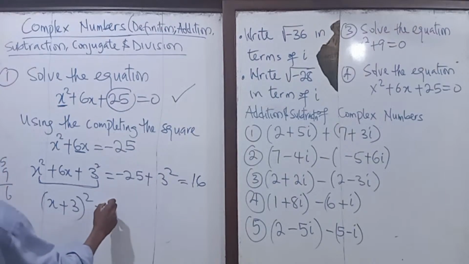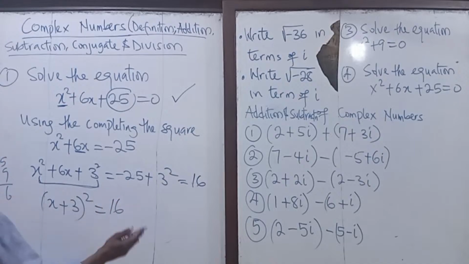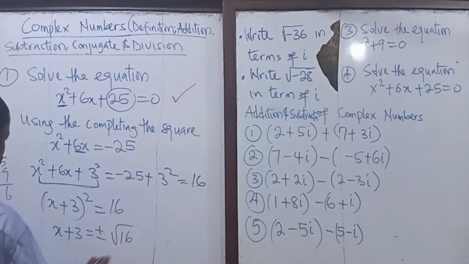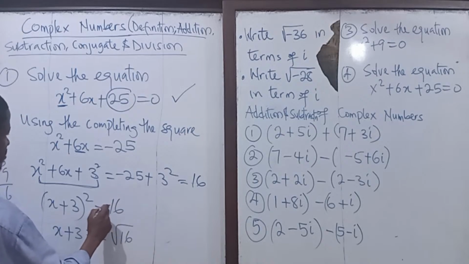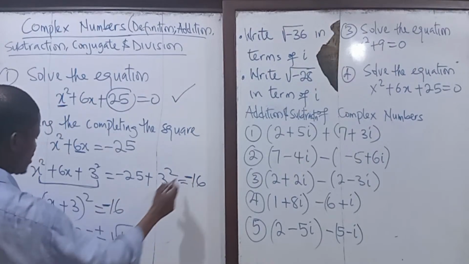Yeah, that's 16. Then you take the square root of both sides, and that will be what? x plus 3 equals plus or minus root 16. And that's what? Root 16. Don't forget, this one will be minus 16. This is minus 16.